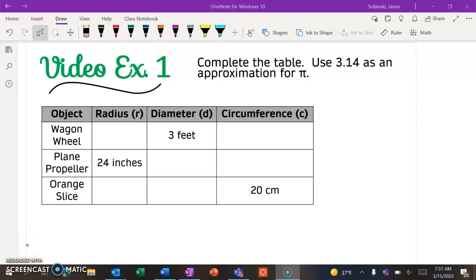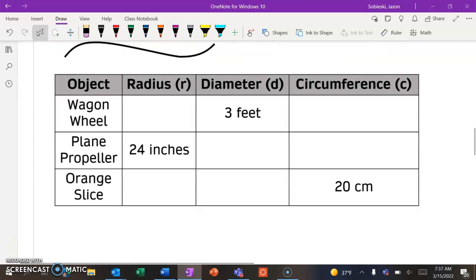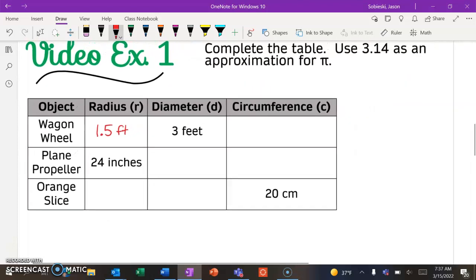All right, so for our first example of circumference applications, we're just going to see if we can complete the entire table here. So, for instance, they give us the object, a wagon wheel, and they tell us the diameter is 3 feet. Well, we know that radius is always half of diameter, so the radius must be 1.5 feet. Okay, and then to find the circumference, we just need to use our circumference formula.